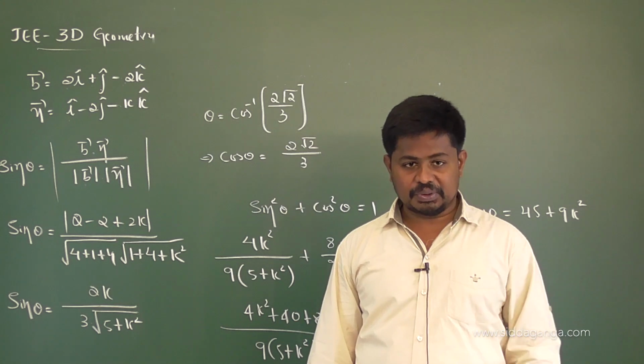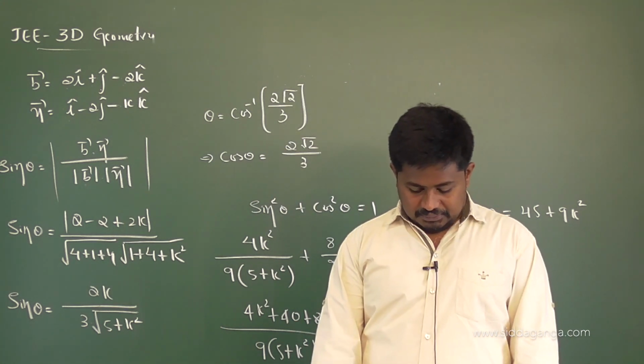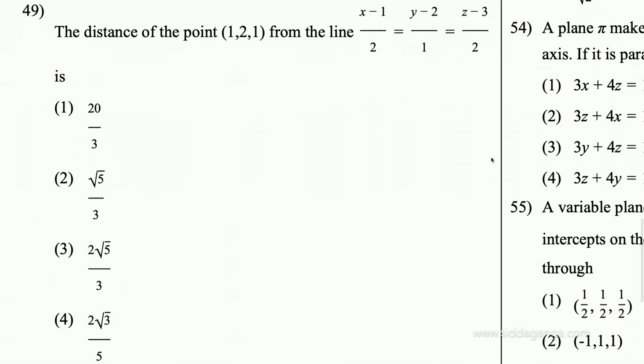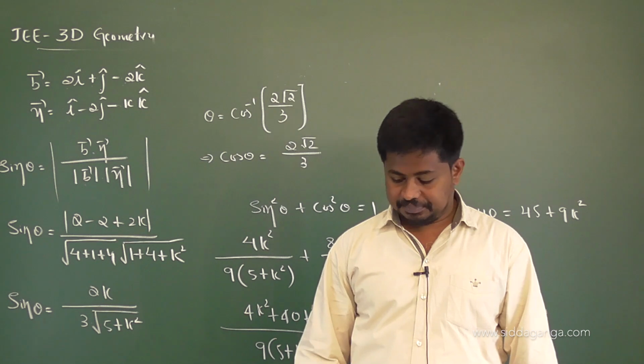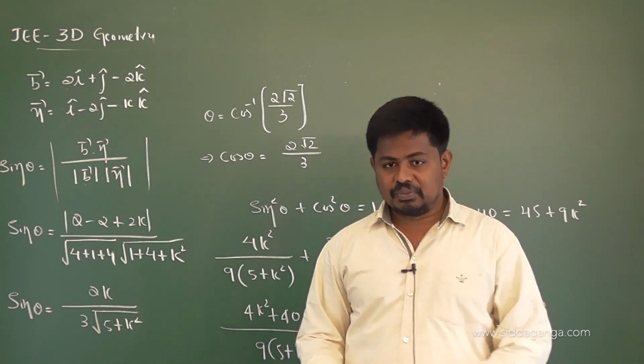Okay, come to question number 49. The distance of the point 1 to 1 from the line. This is also the same type of question we solved just now, the 46th one. Please refer to 46 and you get the answer. The third option, that is 2 root 5 by 3. Okay, now let me move to the 50th question.